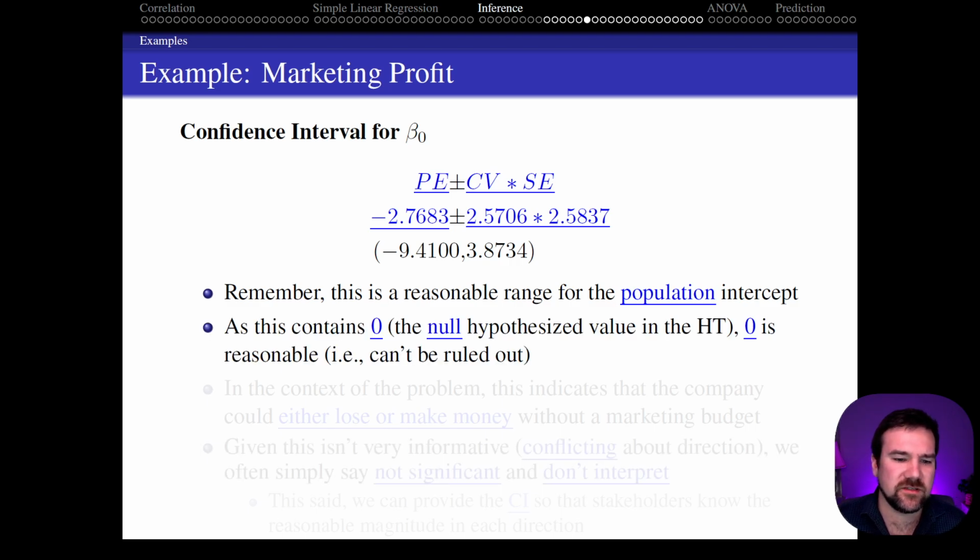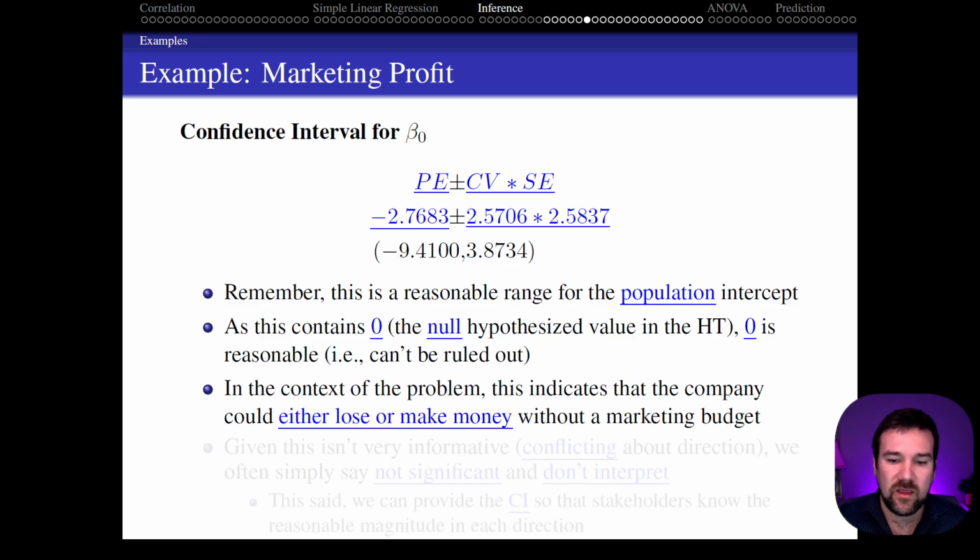So first of all, as this contains 0, the null hypothesized value in the hypothesis test, we say 0 can't be ruled out. 0 is in the reasonable range. So I can't call 0 an unreasonable value. Not enough evidence to change your mind away from 0. But we can interpret this in the context of the problem.